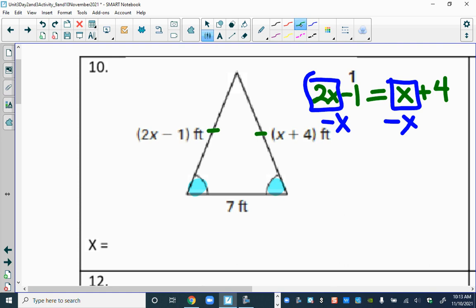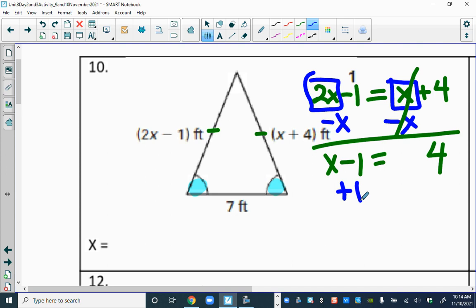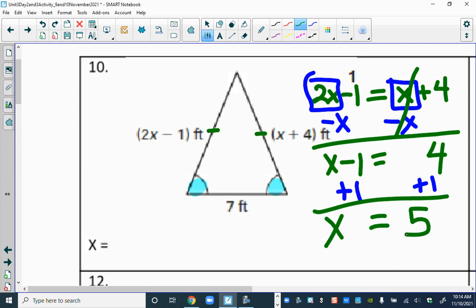I like that idea. Because what's 2x minus x? 1x or x, yep, both are right. So now we're just down to a 1-step equation. X minus 1 equals 4. So, who can tell us what x is going to be in this case? 5. Do you agree? 5. All right. Boom. There you go. X is 5.